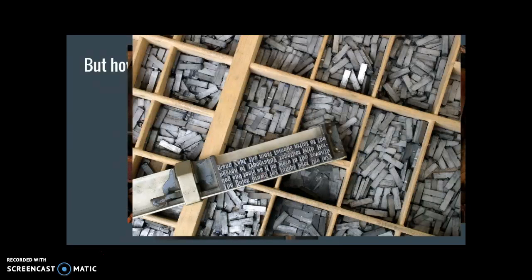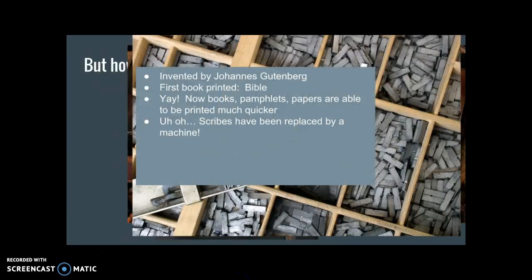The guy who we have to thank for this is Johannes Gutenberg. The first book that he printed on the printing press was the Bible, and so that very first Bible that was printed is called the Gutenberg Bible. One of the great things about this marvelous invention is that now printed items like books and newspapers and pamphlets, anything on paper, is able to be printed so much faster.